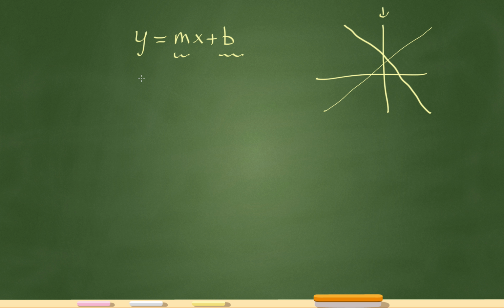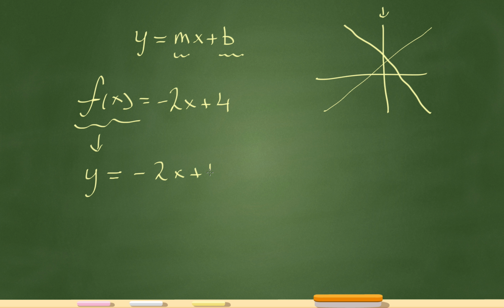Now in this scenario, f of x equals negative 2x plus 4, and it's asking you to identify which of the graphs shows this equation. Now f of x is the same thing as y. This is where a lot of people get confused. F of x is literally just a fancier way of writing y. So this line is just y equals negative 2x plus 4.